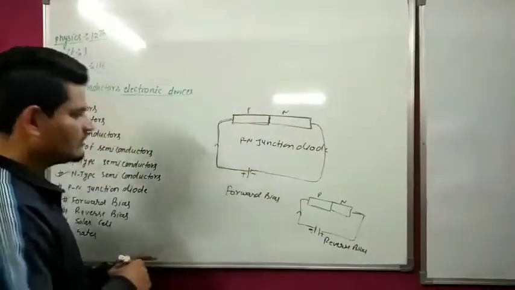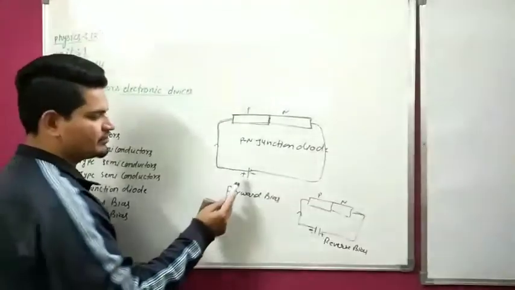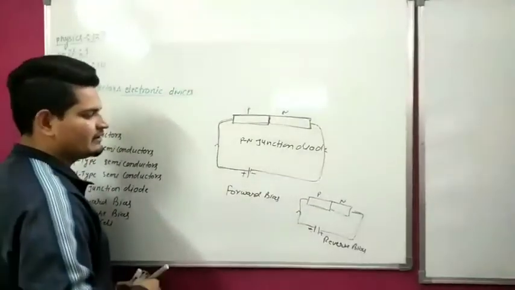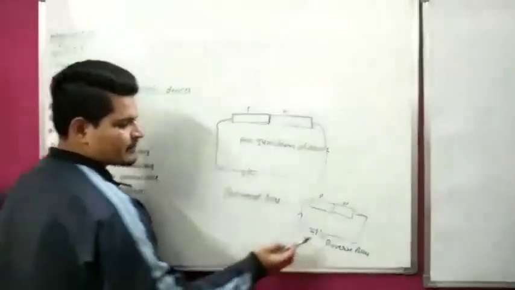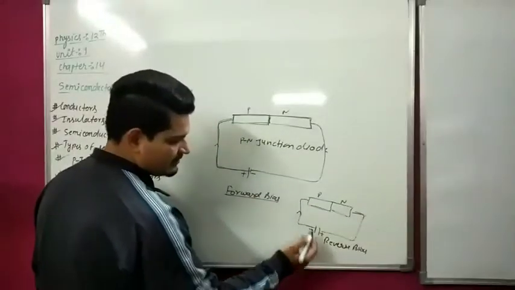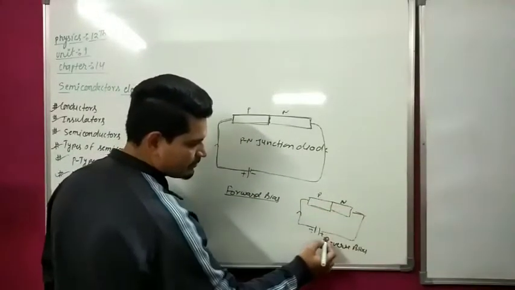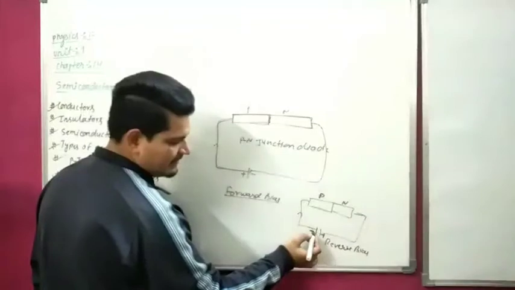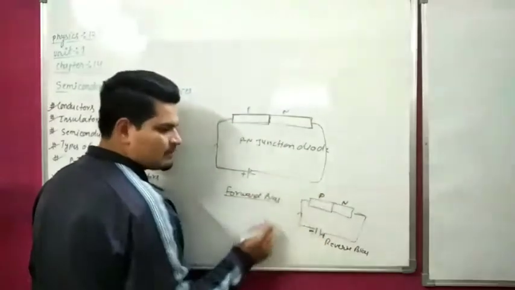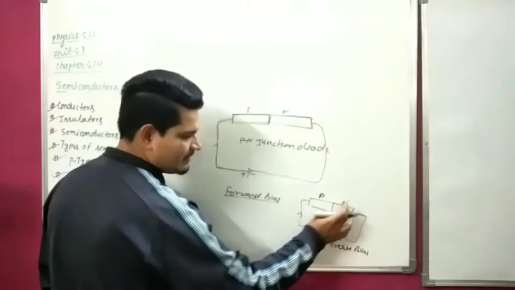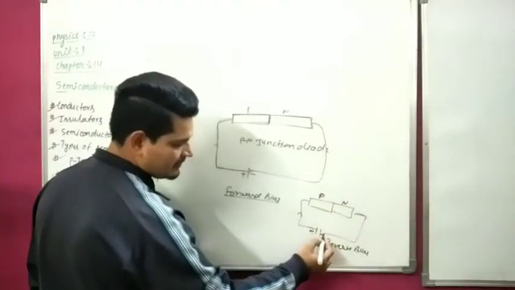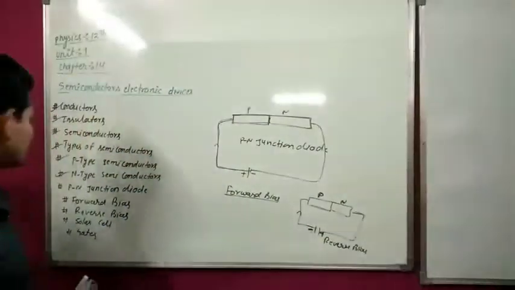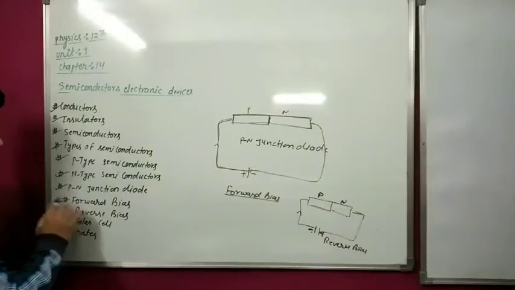So when p-type semiconductor is connected to the positive terminal of the battery and n-type semiconductor is connected to the negative terminal of the battery, then it is called forward bias. And when n-type semiconductor is connected to the positive terminal and p-type is connected to the negative terminal, then it is called reverse bias. So there are two types of bias, forward bias and reverse bias.